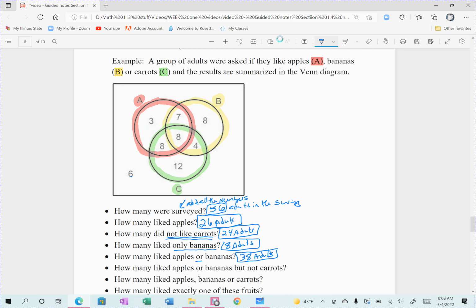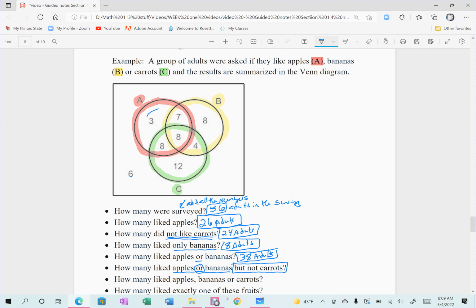All right, how many likes apples or bananas? So I'm in the same question. However, we added a part to this. Not carrots. So we stay away from carrots. We don't like them. But we like apples or bananas. And again, or means one or the other. All right, they could just like apples. They could just like bananas. Or they could like both of them. But we're not in the green circle. So we stay outside of the green circle, in the red or the yellow.